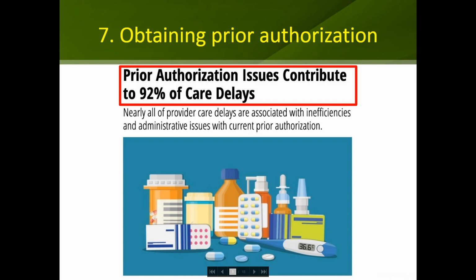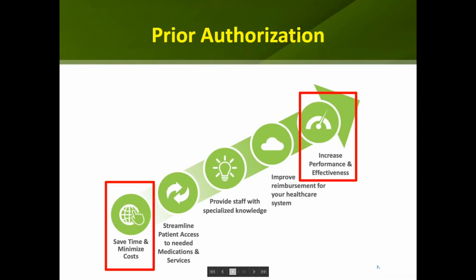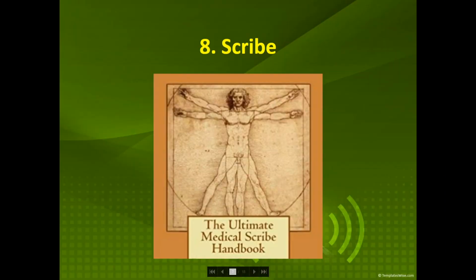Number 7, make an effort to obtain prior authorization. This causes significant delays if this is not obtained prior to the patient's appointment. By obtaining prior authorization, you can see that you'll enhance the productivity and the efficiency and performance of your practice and will not have delays taking place in the office in order to obtain that when the patient arrives in the office. Number 8, a scribe.